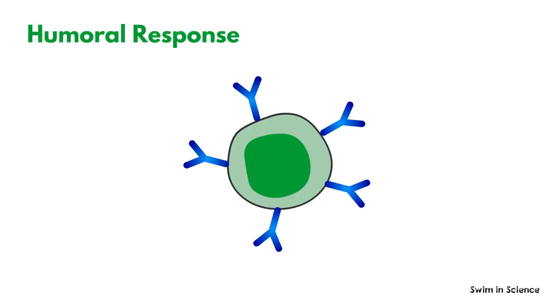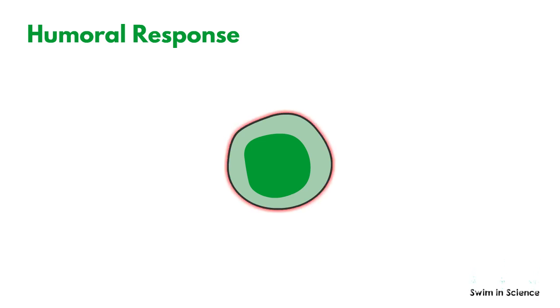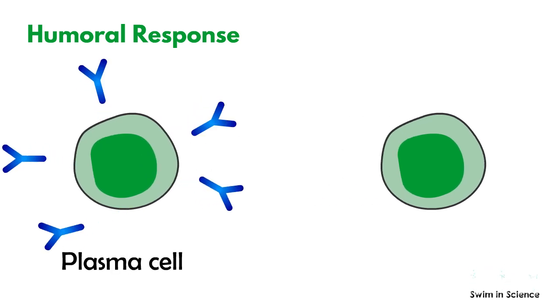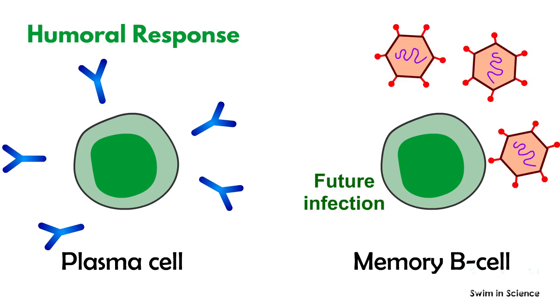Humoral response occurs when a B cell interacts with an antigen. The interaction of B cell with the antigen leads to the proliferation and differentiation of the B cell into a plasma cell that secretes antibodies, and memory B cell, which will take part in future infections by the same pathogen.